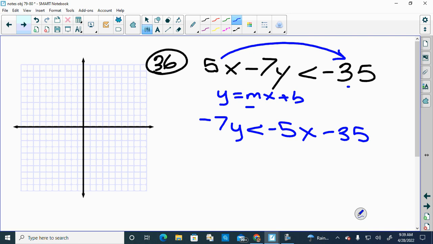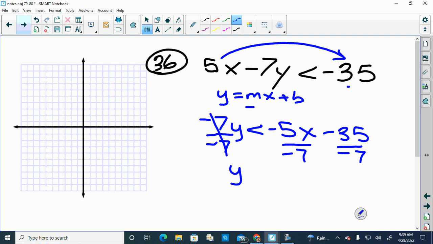Okay, now we're at where we were on the previous one. So my last step is to divide by a -7. And when I do that, I'm going to switch this inequality. When I divide by a -7, I have to divide everything by a -7, just like we did on the last one with the -1. Okay, so that goes away.